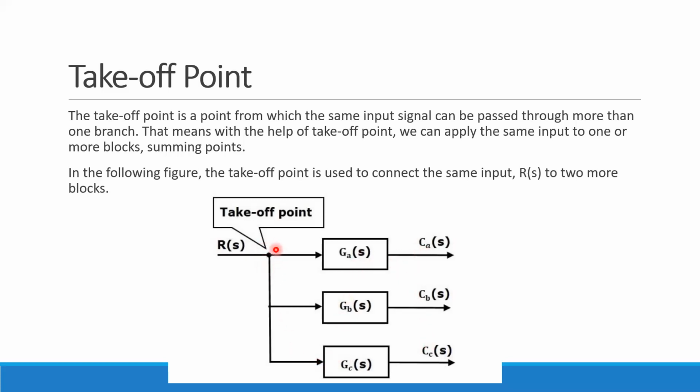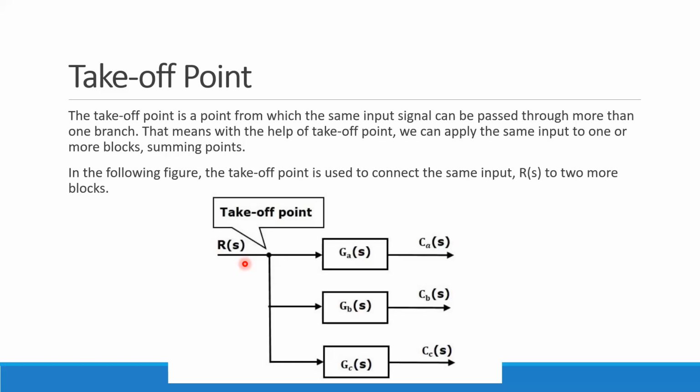We'll get the outputs based on the transfer function, but the input here is the same, and from this point we are just taking off the input and giving it to another block. Such a kind of point is called the takeoff point. The takeoff point is a point from which the same input signal can be passed through more than one branch. That means with the help of the takeoff point we can apply the same input to more than one block.